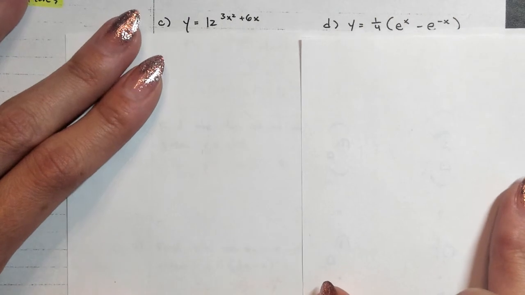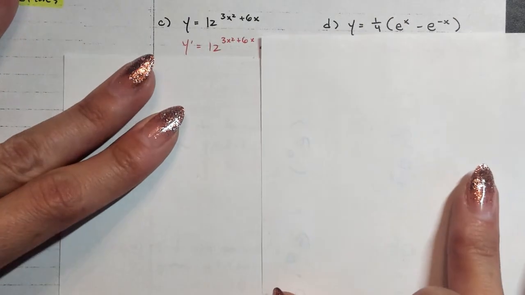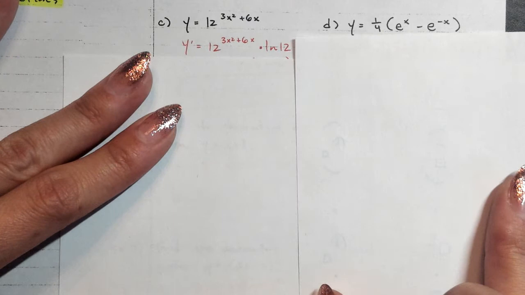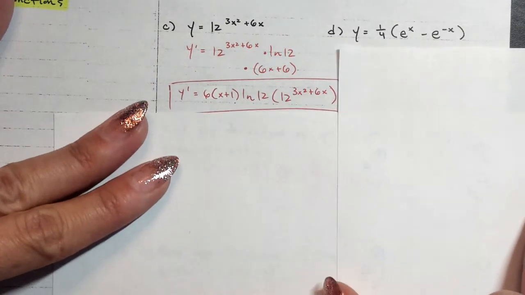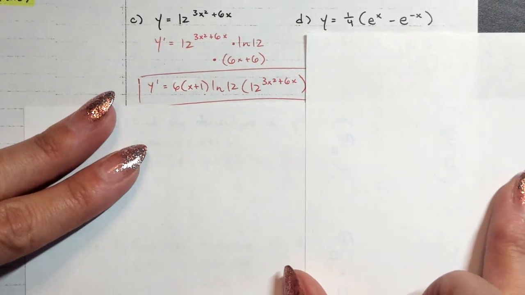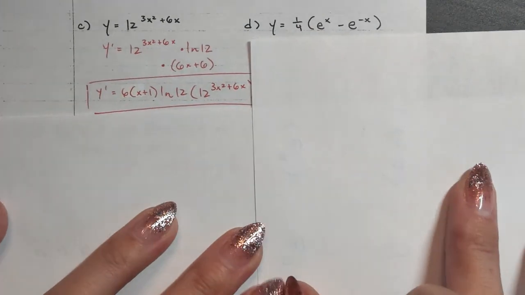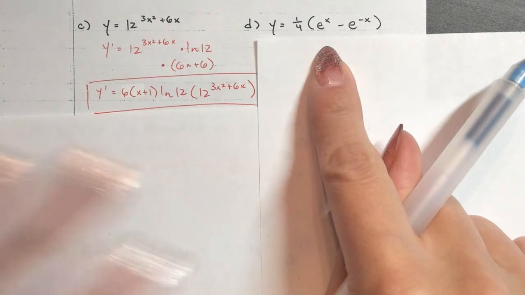So this is 12 to the power. What do you do? You write 12 to the power times ln of 12 times the derivative of all of that. And there's nothing you can do with that, so you just leave it alone. Okay, what about that? We should be able to do that like yesterday.